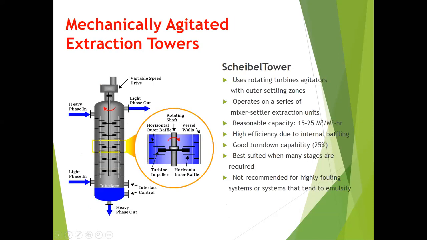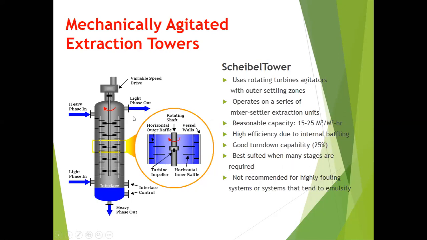Now we have the Scheibel tower. It's mechanically agitated also, and the agitation is in this form inside the column. It uses rotating turbine agitators with outer settling zone. It operates as a series of mixer-settler extraction units and has a good, actually reasonable, capacity of 15 to 25 cubic meter per square meter per hour. It has high efficiency due to internal baffling. So take note, your Scheibel tower has high efficiency. A good turndown capability, that's 25%, and is best suited when many stages are required.